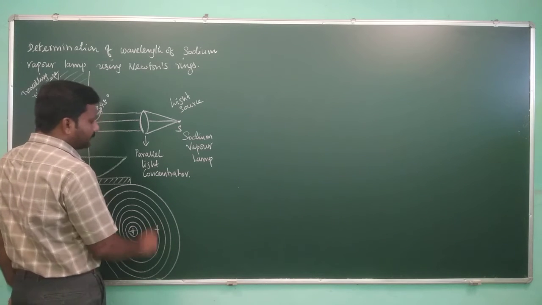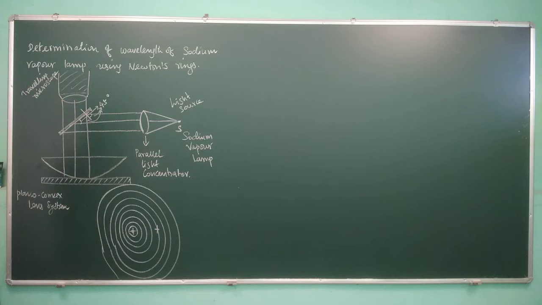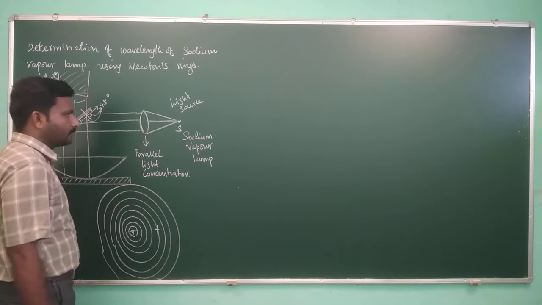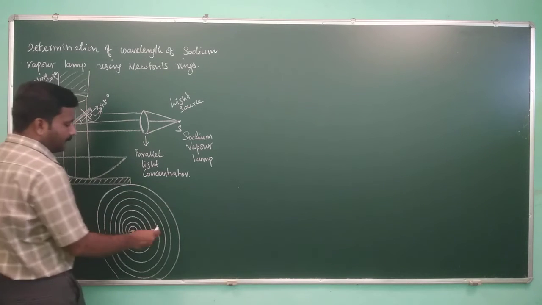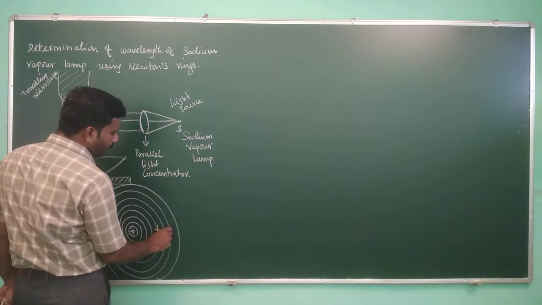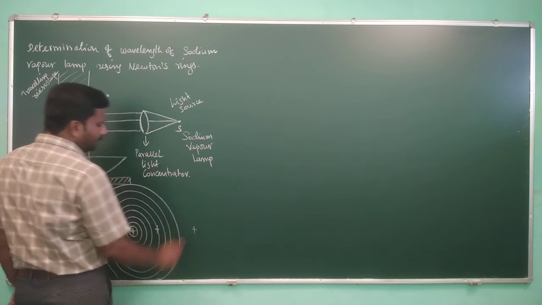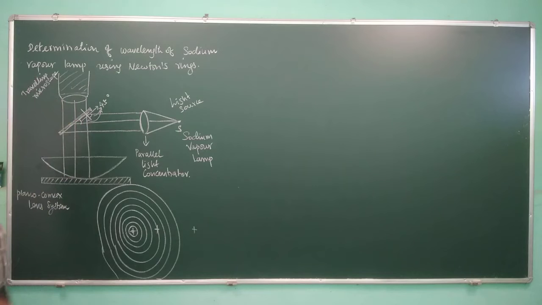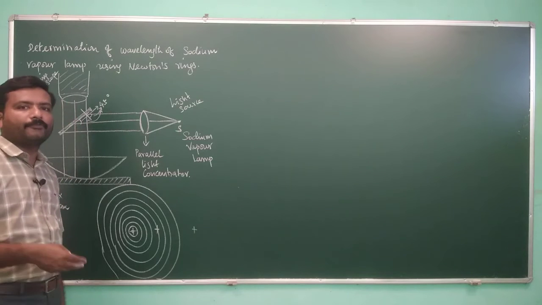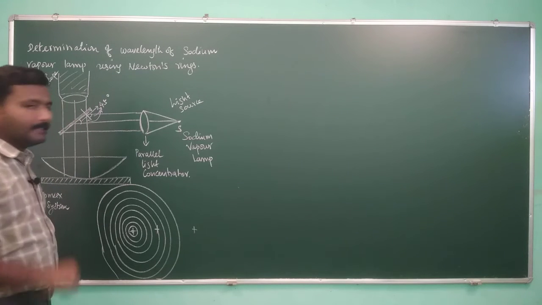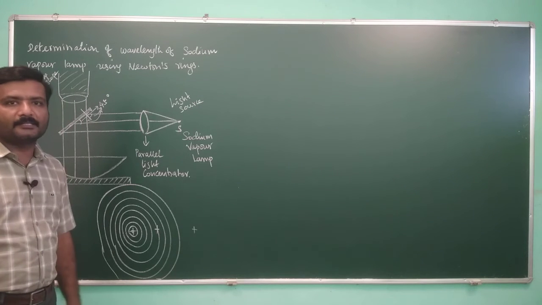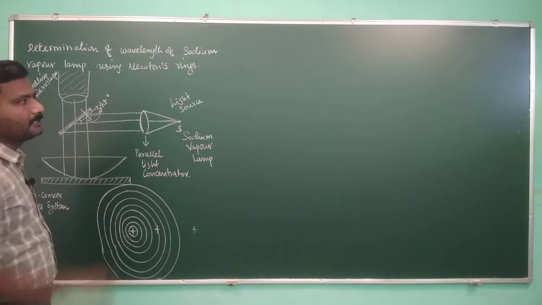Then you can take the main scale reading, vernier scale reading, and total reading on the horizontal scale of the traveling microscope. You note it down. Then again you can move for another five: 6, 7, 8, 9, 10. Let's move to the 10th ring and note the reading. So for every 5 rings, we have to take the traveling microscope's horizontal readings and put them in the table.